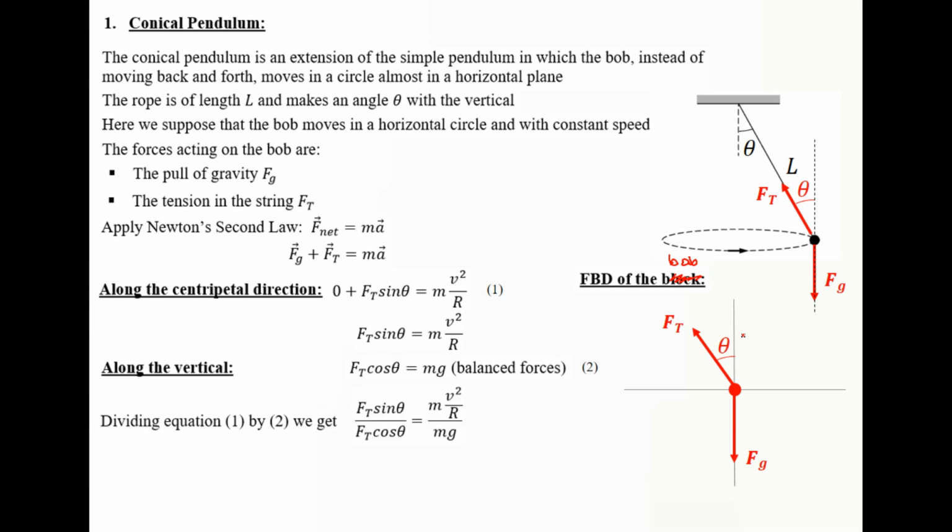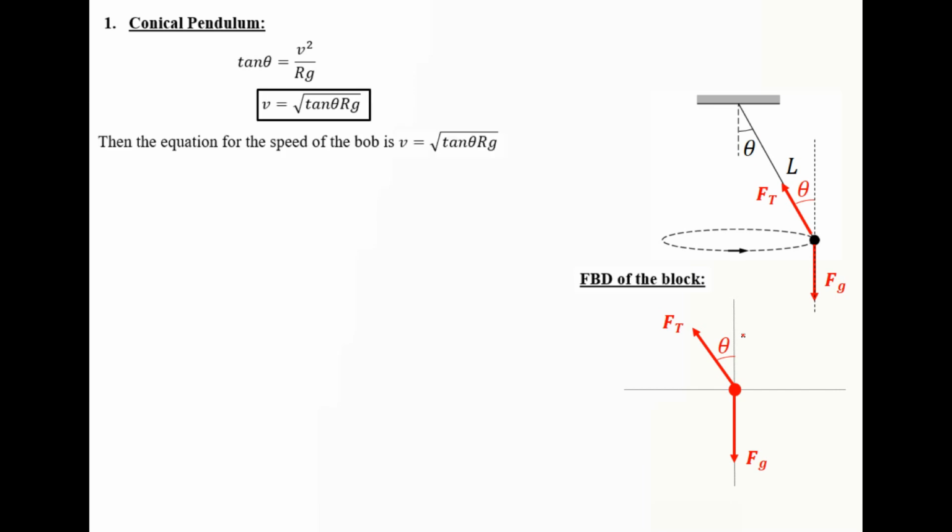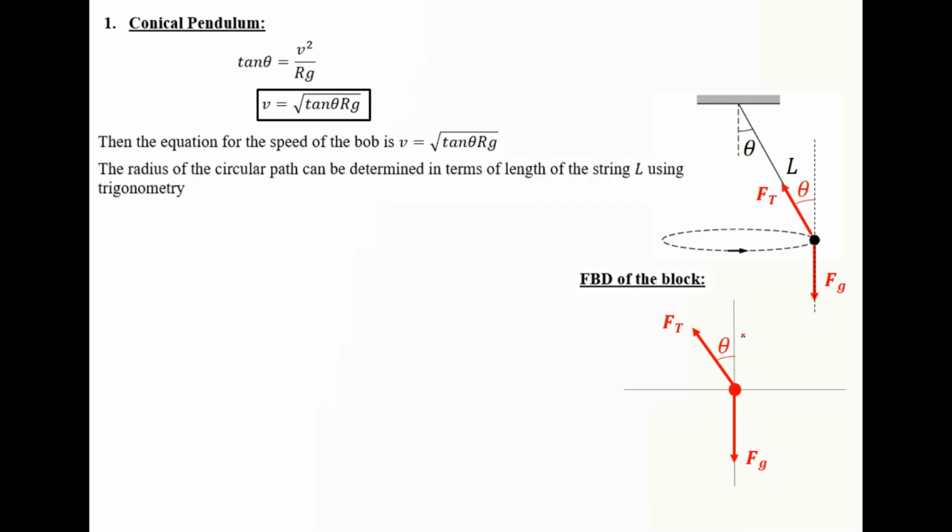And now let's divide the first equation by the second equation. We have Ft sine theta divided by Ft cosine theta is mv square over r divided by mg. m with m cancels, the tension force cancels as well, and we have tangent theta as v square over rg. Then in this case, the speed is given by the square root of tangent theta multiplied by rg. Then the equation for the speed of the bob of a conical pendulum is given by tangent theta times rg, and remember that no need to memorize this expression, it can always be determined from Newton's second law.